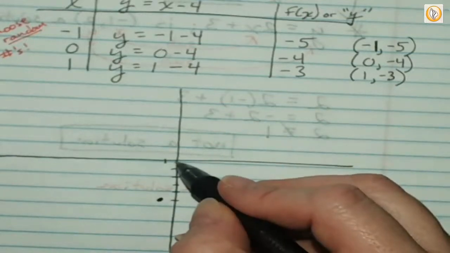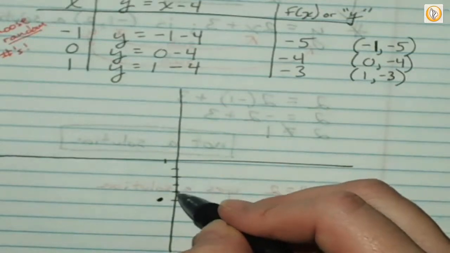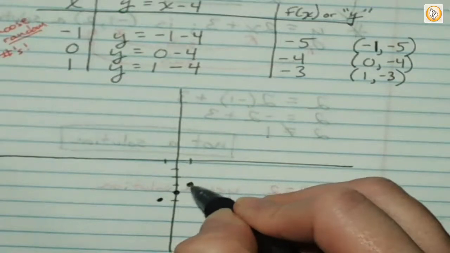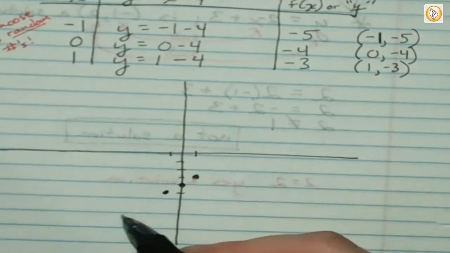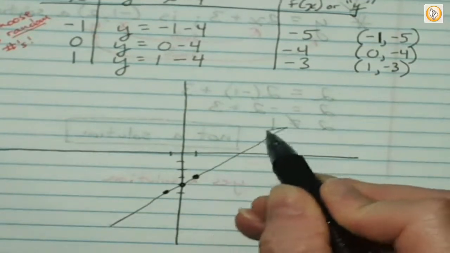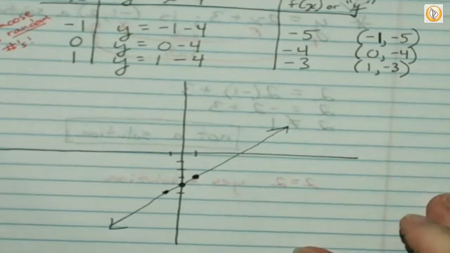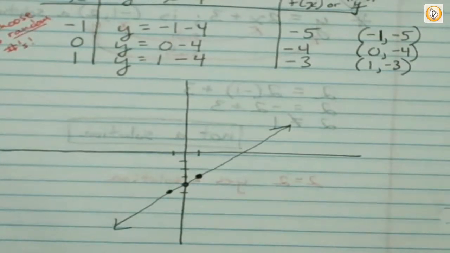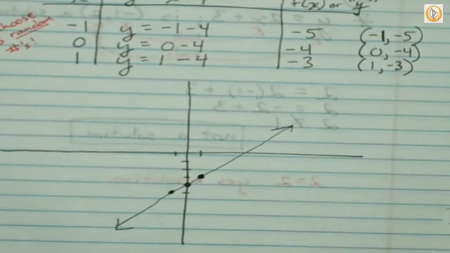0 and -4: 0 and 1, 2, 3, 4. And then 1 and -3. And then with a ruler, we would connect the dots. Now my lines aren't very straight. And that's how you graph a linear function. That's simple enough, huh? It's very simple.